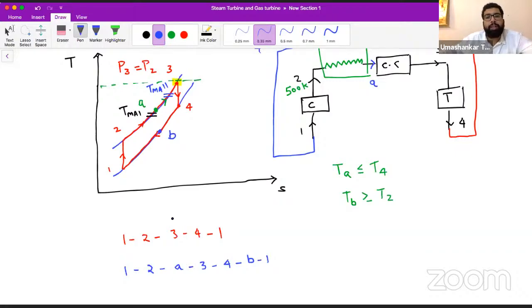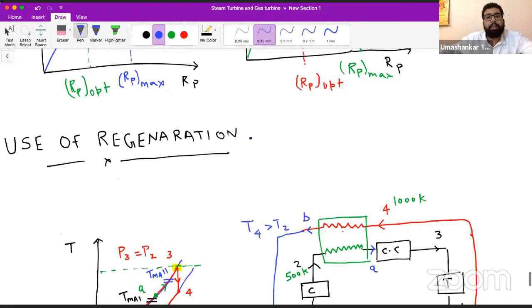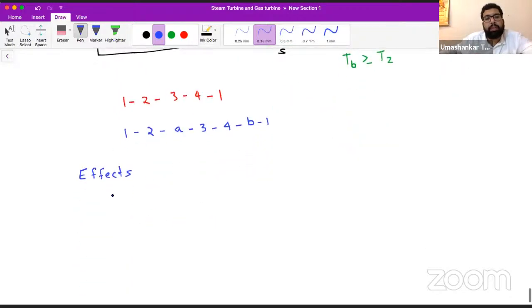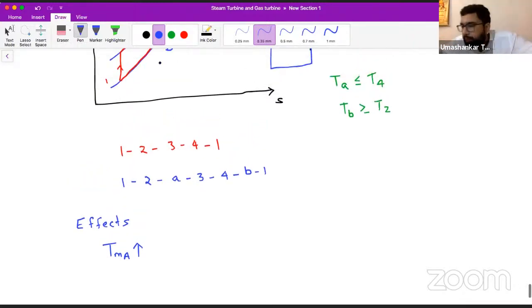Okay. So with regeneration, what are the effects? What are those effects we can see? So what effects can we conclude? With regeneration, TMA increases. All right, TMA is increasing.